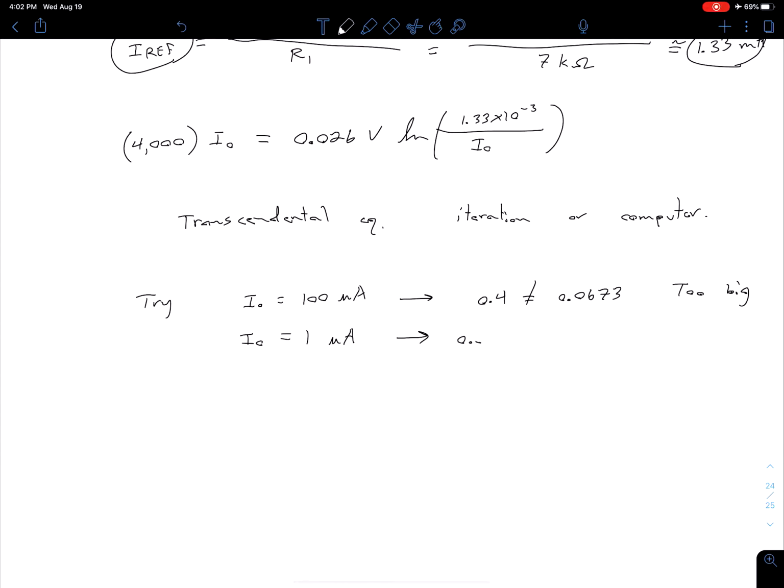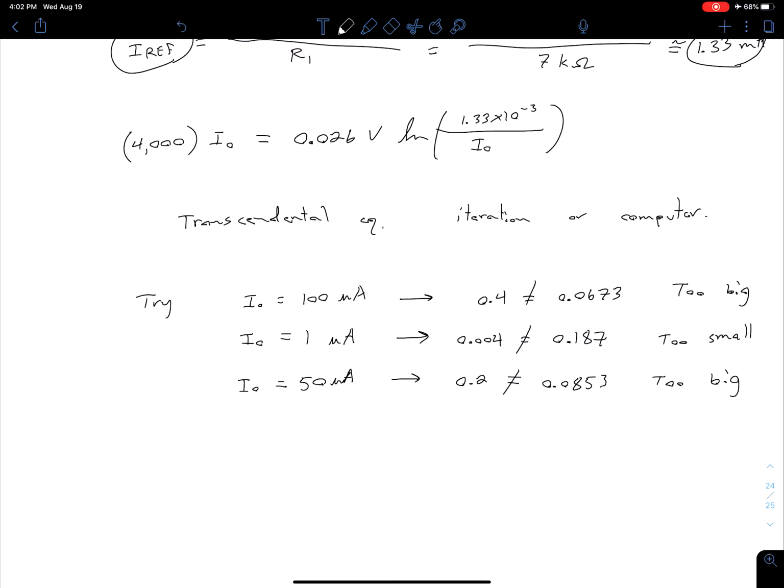So now we get 0.004 on our left side if we do I naught equals 1 microamp. And we get that that's equal to 0.187 plugging in 1 microamp to our right side. So obviously that's not true either. And now we've gone too small. Okay, so maybe we split the difference. So let's say maybe we try going 50 microamps. Okay, so if we go 50 microamps, now on our left side we have 0.2, and on our right side we have 0.0853. So again, that's not equal. We know we've gone too big again. So we know now it's somewhere between 50 microamps and 1 microamp.